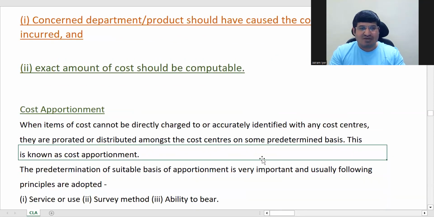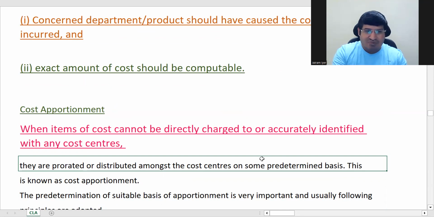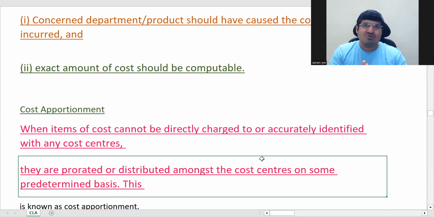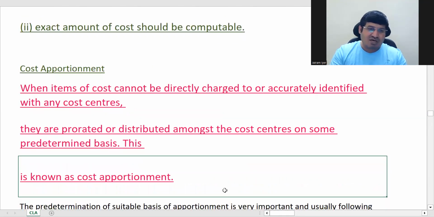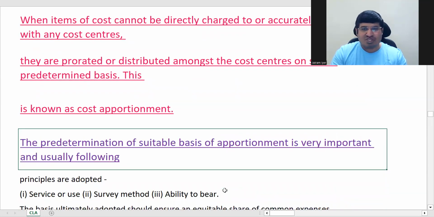Now apportionment: when items of cost cannot be charged directly or accurately identified, like the example I gave, you prorate them. Prorate means you distribute it on some predetermined basis. This is called apportionment. Here, predetermination of a suitable basis of apportionment is very important. You have to determine it in advance, otherwise you will not be able to split your costs among the various products or departments which have used them.